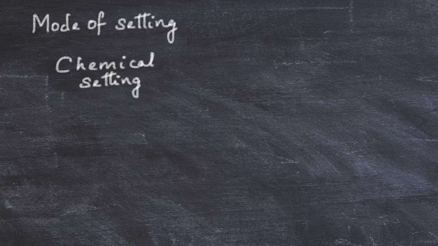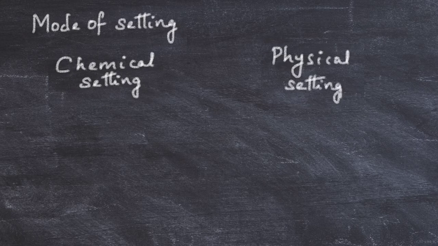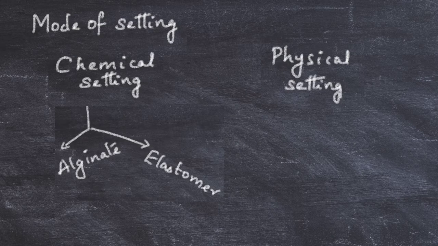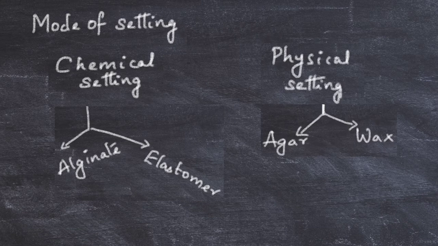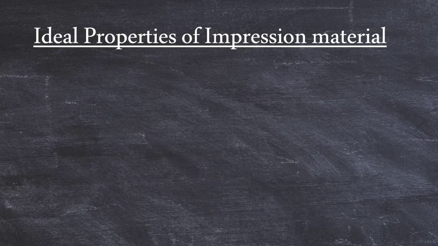Based on the mode of setting, it can be chemical setting or physical setting. In chemical setting, as the name itself implies, the setting reaction happens by a chemical reaction. Important examples are alginate, which is a hydrocolloid, and elastomer. Then physical setting happens in agar and wax, which can be molded by using temperature.